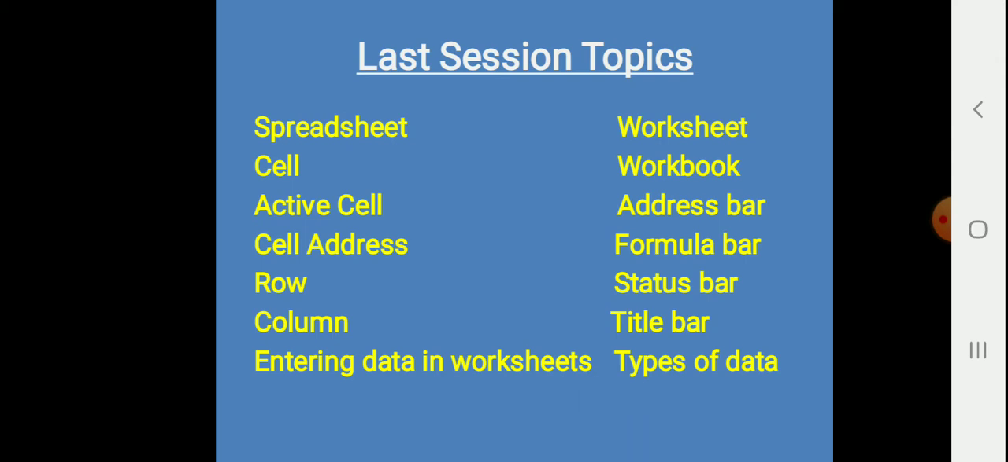And formula bar, here you can enter formulas for your calculations and you are able to get the result in a particular cell. Next is status bar. Actually, status bar is located at the bottom of the MS Excel window. It gives the current status of the worksheet. And title bar, you all know the name of the workbook will be displayed in the title bar.